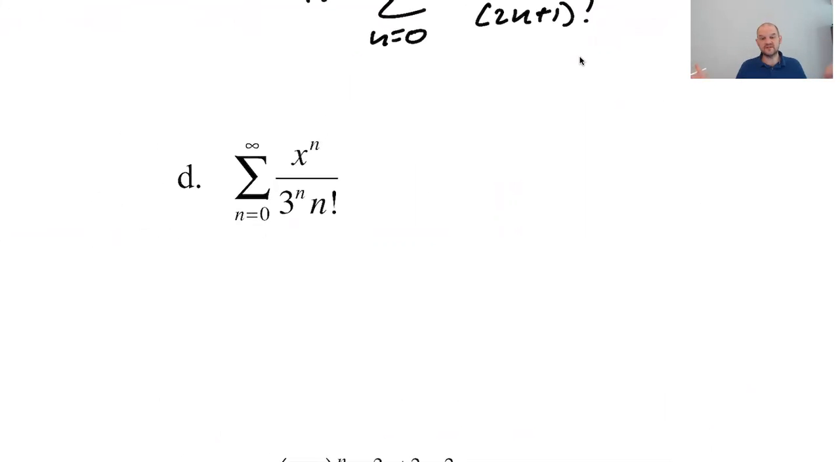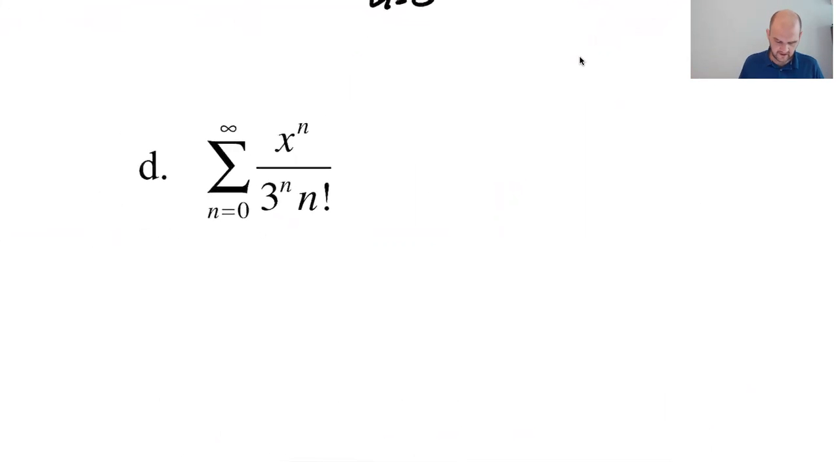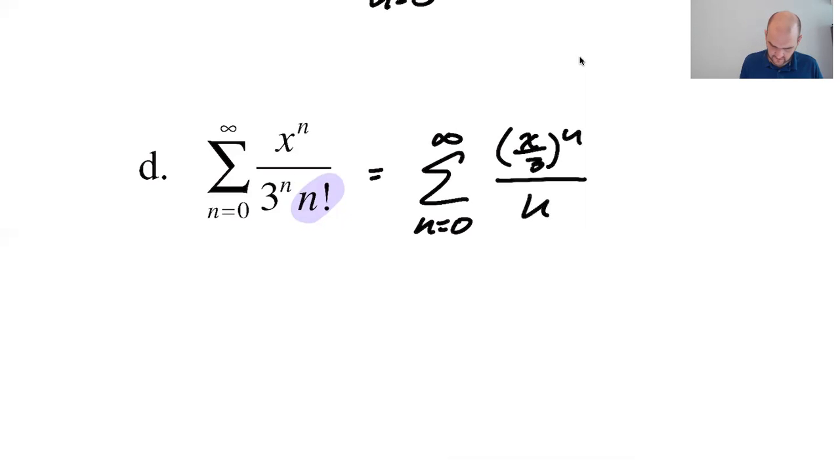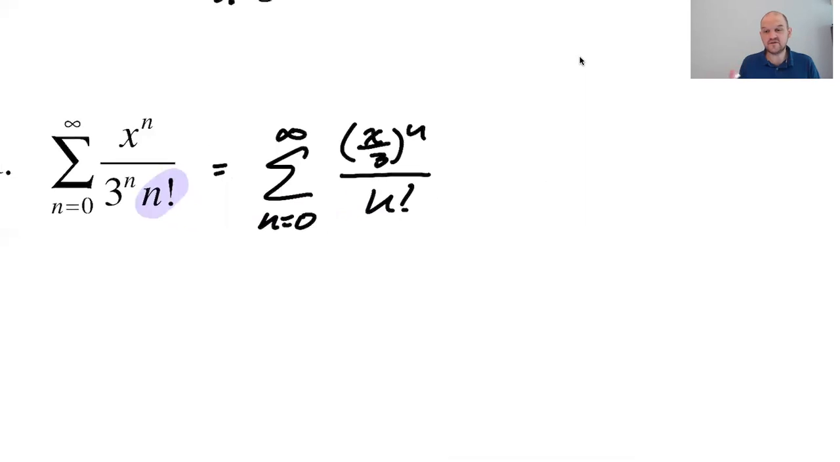How about this? Okay, this is a little bit different, thankfully. I'm still focused on the factorial, right? So n factorial, I think it's e. Now what I want to do is group everything else in the numerator and make it to the n. So x to the n over 3 to the n is x over 3 to the n over n factorial. Like e to the u would be u to the n over n factorial. So this is going to be e to the x over 3.